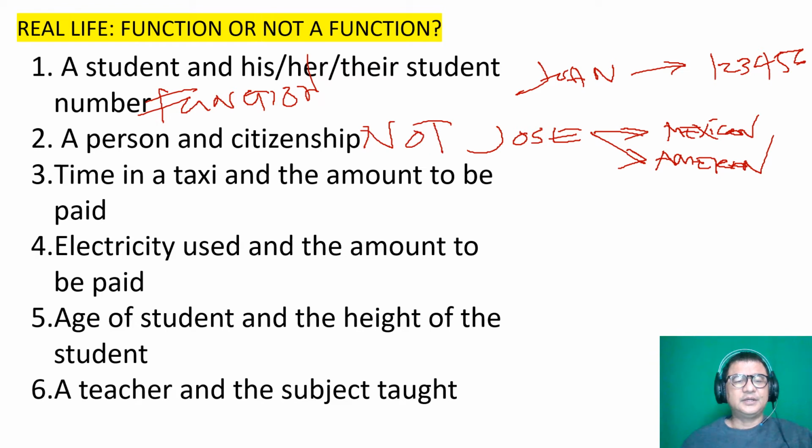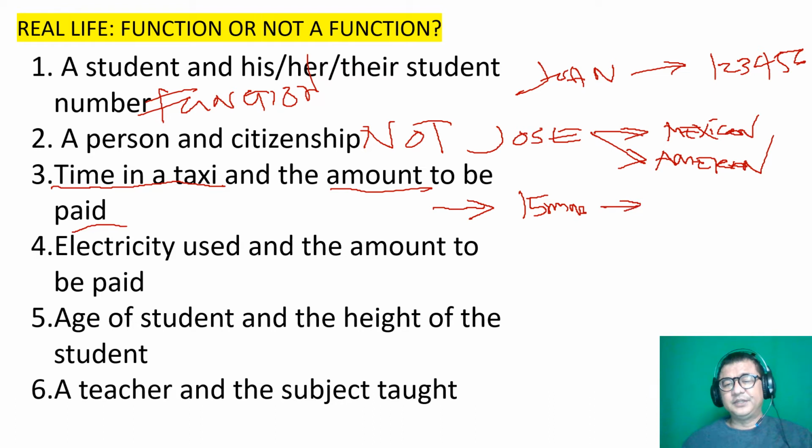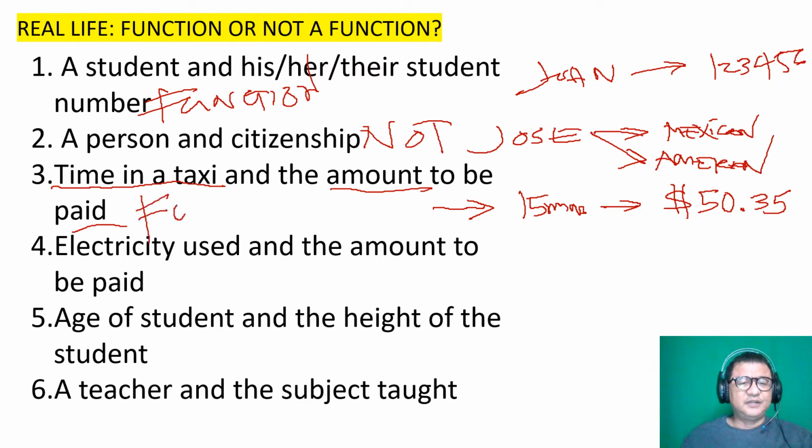Okay, the time in the taxi and the amount to be paid. For example, you rode a taxi for 15 minutes, and at the end, they computed how much you're going to pay. Let's say you're going to pay $50.35. Is it possible that for 15 minutes, you're going to pay two amounts? No, there's only one amount that you're going to give the driver. So that is a function. Every input has exactly one output.